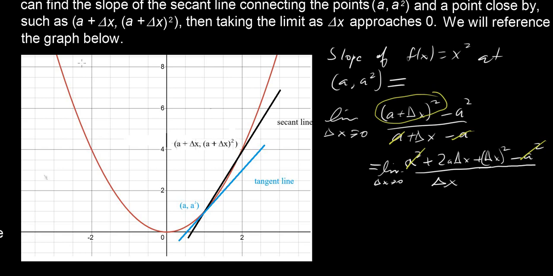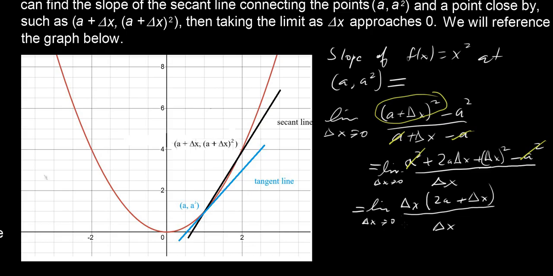And in the terms that are left in my numerator, I see that delta x is a common factor. So I can factor it out of that numerator. When I do, I end up with 2a plus delta x. In other words, that numerator factors into that product that I've just written down. And of course, I still have delta x in my denominator.